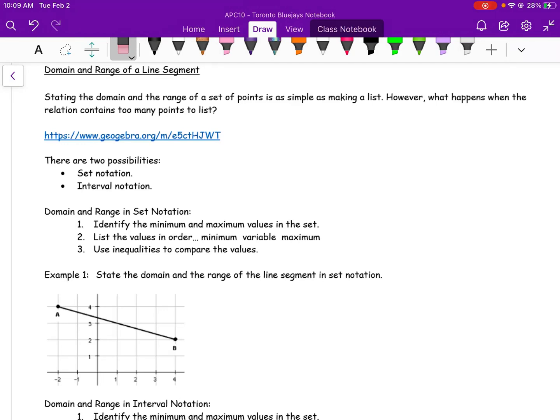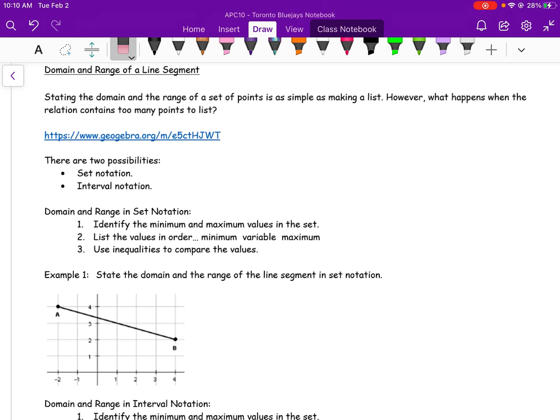We're now going to look at the domain and range of a line segment. Stating the domain and range of a set of points is relatively simple. However, more often than not, a relation will contain too many points to list discretely. So there are two possibilities when we have a continuous graph to write the domain and range.